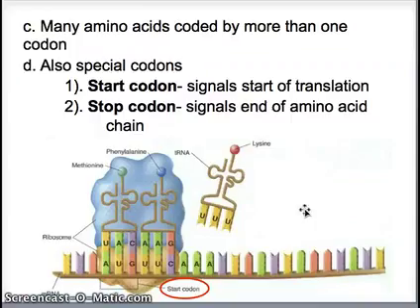Code. Many amino acids are coded for by more than one codon, and we also have these special codons called start codons and stop codons. These signal the start of translation, where the ribosome should attach, and stop codons signal the end of the amino acid chain and tell the ribosome to release it.